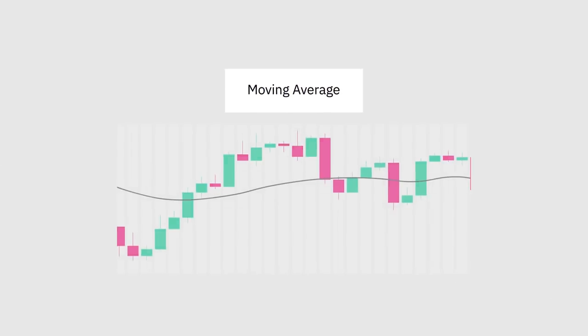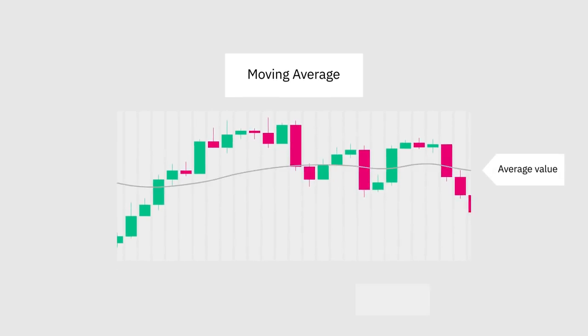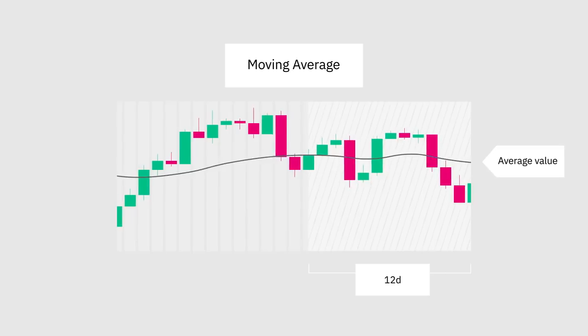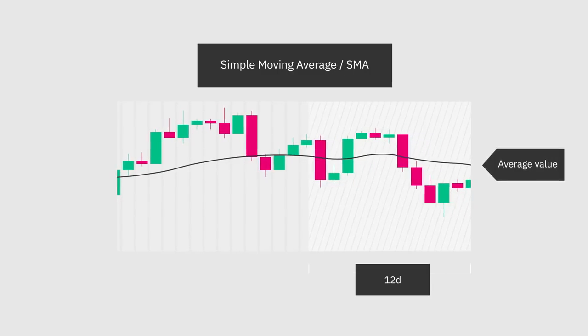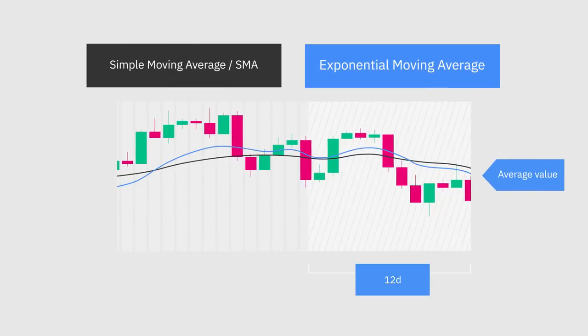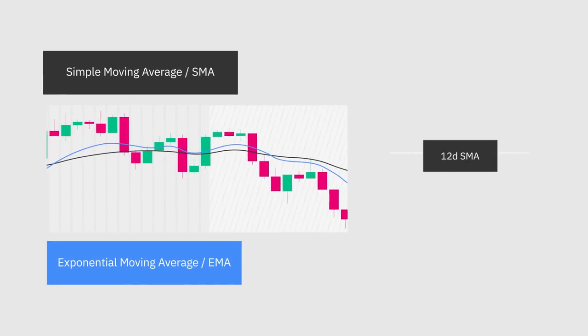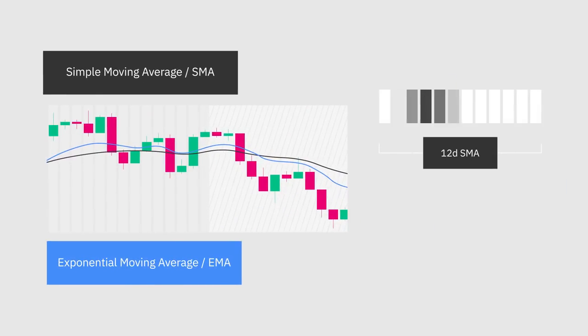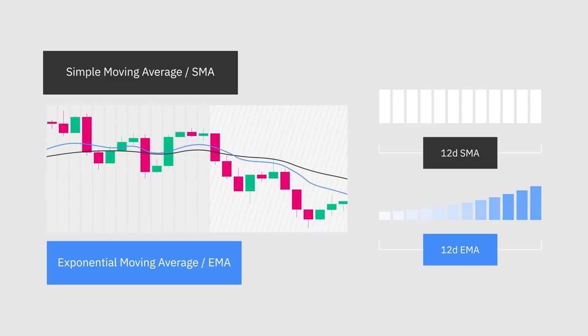A moving average is simply a line that represents the average value of previous data during a predefined period and can be divided into two different types: simple moving averages, also known as an SMA, and exponential moving averages, also known as an EMA. While the SMA assigns equal weight to all previous data, an EMA assigns more importance to the most recent data values.